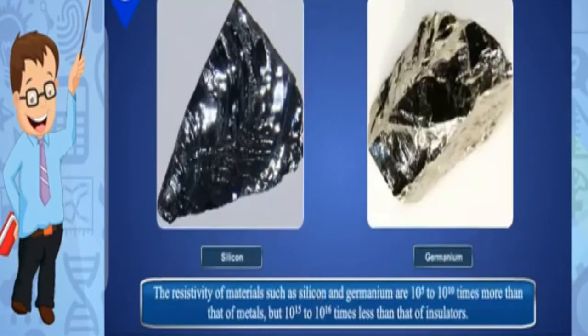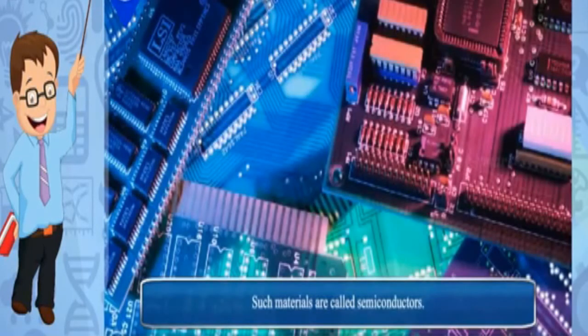The resistivity of materials such as silicon and germanium is 10 power 5 to 10 power 10 times more than that of metals, but 10 power 15 to 10 power 16 times less than that of insulators. Such materials are called semiconductors.